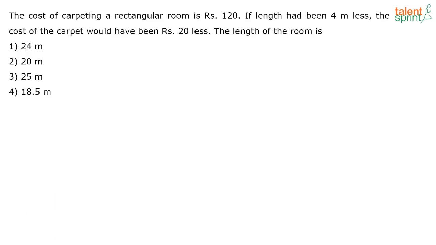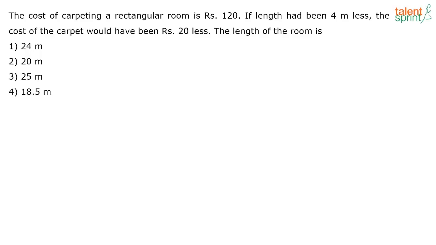The first question from quantitative ability was this: the cost of carpeting a rectangular room is 120. If the length had been 4 meters less, the cost of the carpet would have been 20 rupees less. Find the length of the room. So how do you approach this question? Yes, the answer is 24.